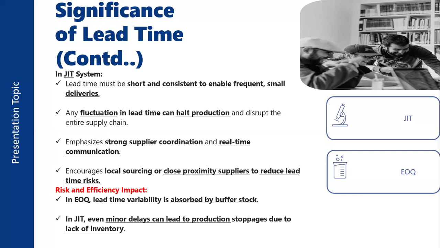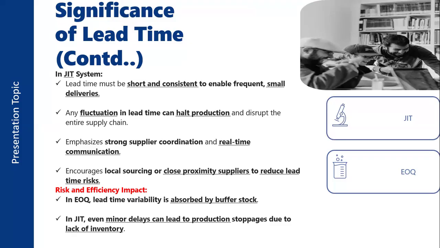It emphasizes strong supplier coordination and real-time communication so that small deliveries can take place frequently to remove the stockout situation. It encourages local sourcing. This is most important, or close proximity to the supplier, for reduction of lead time risk. Because if the suppliers are thousands of kilometers abroad and supply chain problems are causing increasing lead time problems, then this can be eliminated through proximity of the supplier by local sourcing through the JIT system. That is the solution.